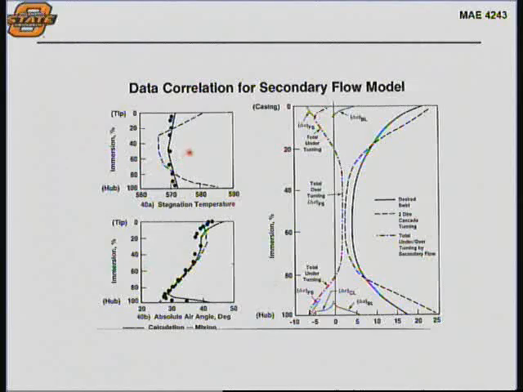For instance, the dashed line here, this is the hub or the bottom of the blade, and this is the top of the blade, the tip. So this is a percent of the span. And in this case, it's the measurement of stagnation temperature. So if you didn't assume that those secondary flows existed and you went through and made your calculations, you would predict a span-wise distribution of temperature.